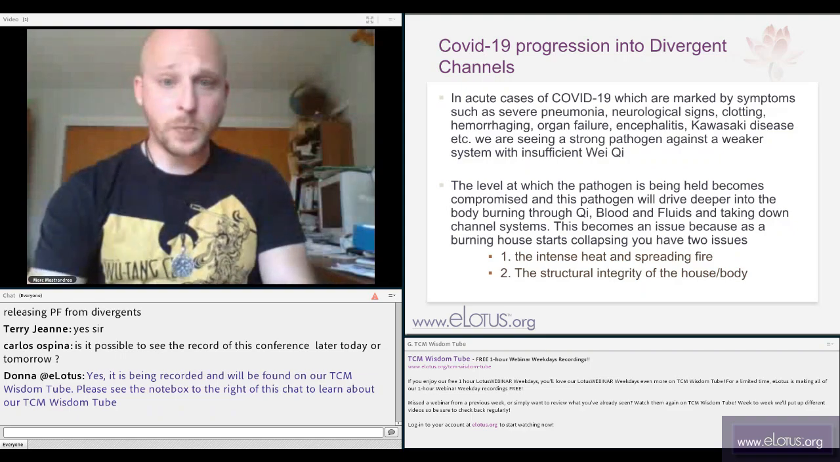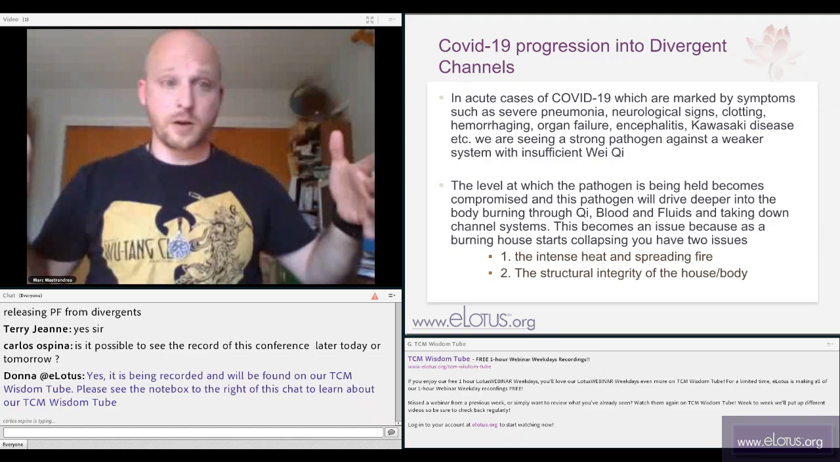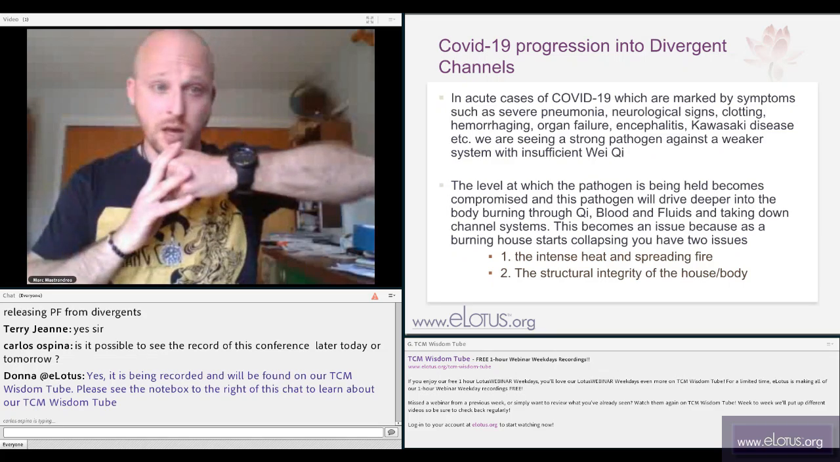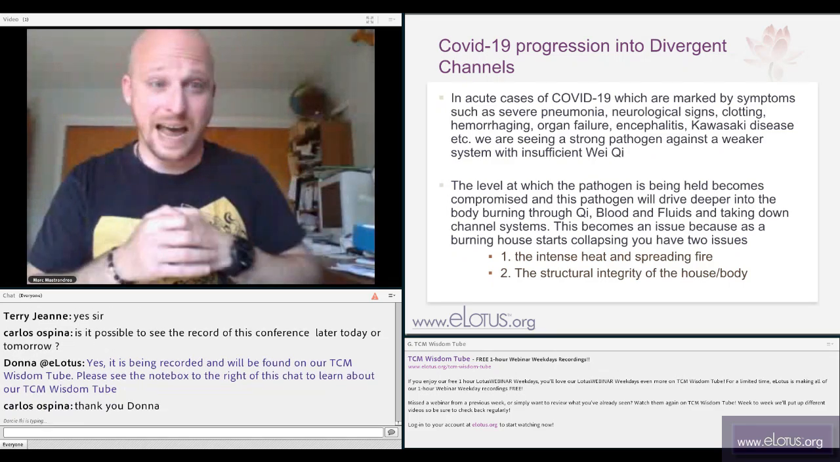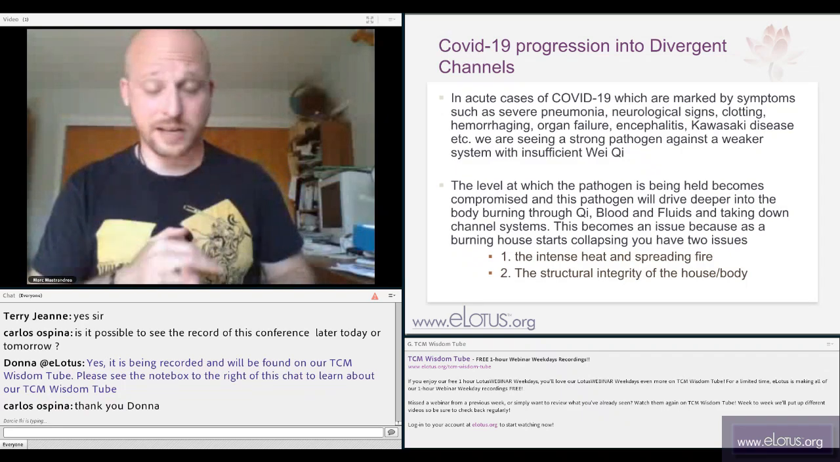So this becomes an issue because it's like a burning house. You have a house on fire, and we know the house on fire is the pathogen in the Lai Chi. But then when the channel systems start collapsing, this is like a house collapsing. Now you're stuck in a house that's on fire and it's collapsing.